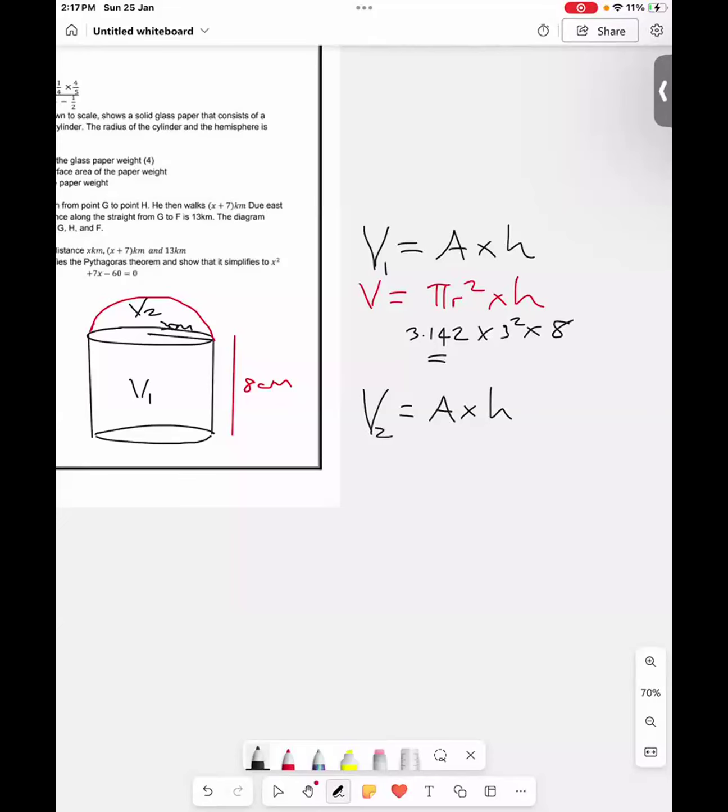Anybody? Got the answer? 3.142 times 3 squared times 8? I'm getting 226.22. So you're getting 226.22 cm cubed, sorry. So that would be the volume. I'm going to double check it. Sir, I got 226.224. Right, so you're using the 3.142.